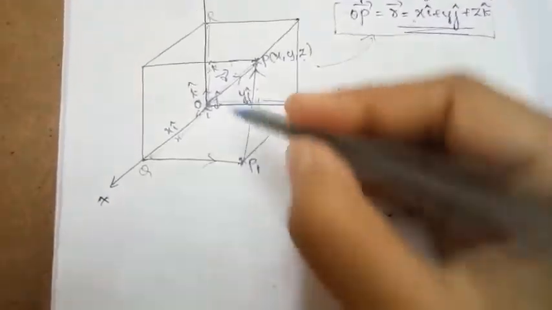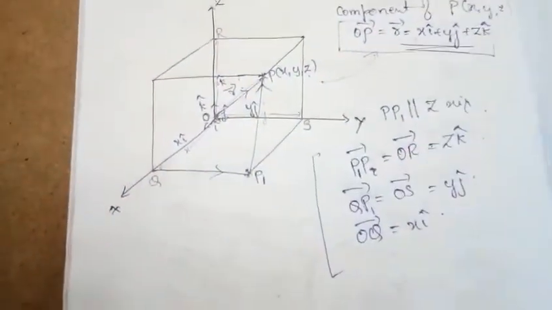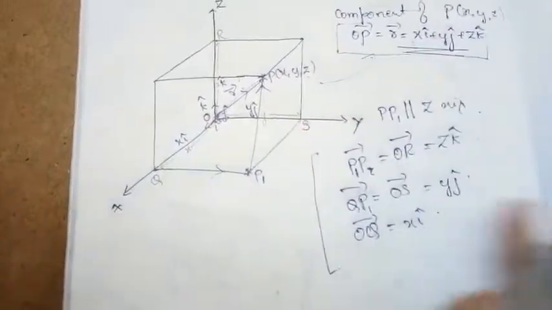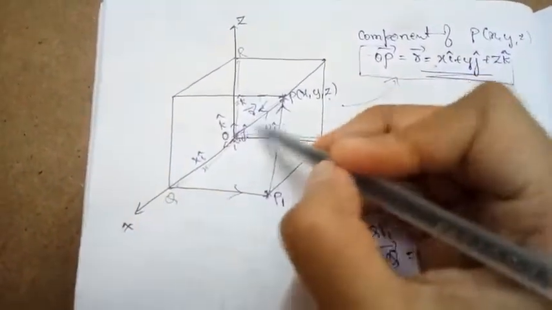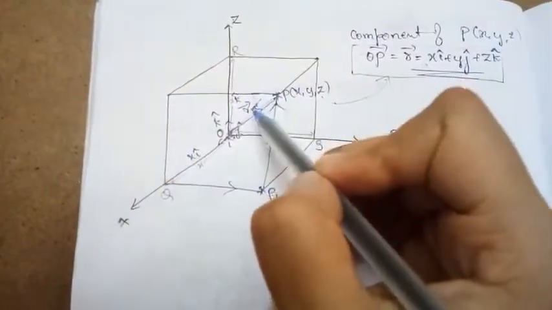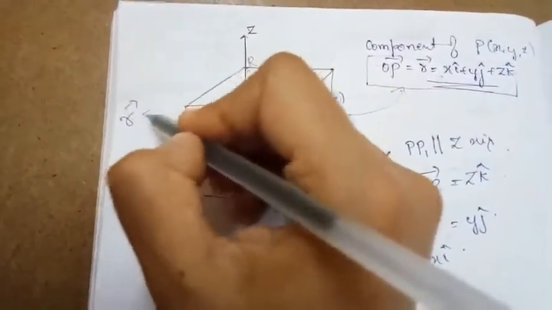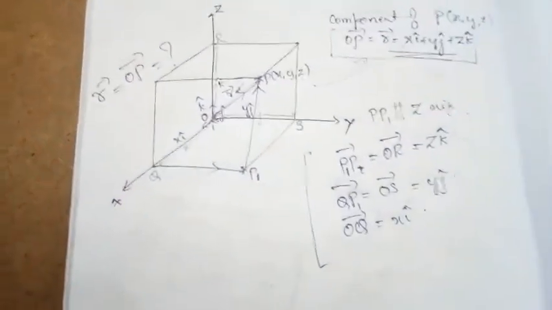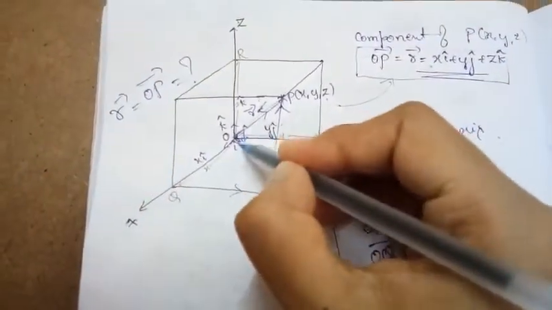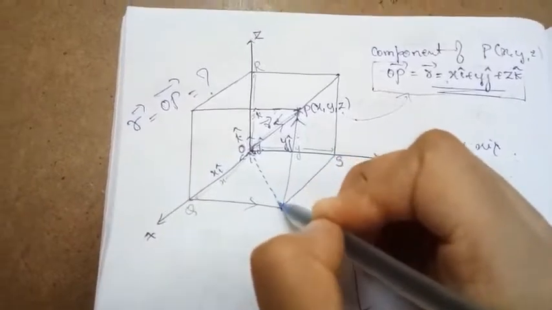Now let us consider what we require, what the agenda is for all of this. We need the component of the position vector OP. We need the component of this vector r, that is vector OP. What is the component of this vector? So I will join OP1.